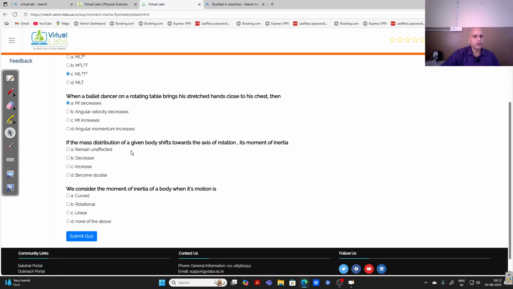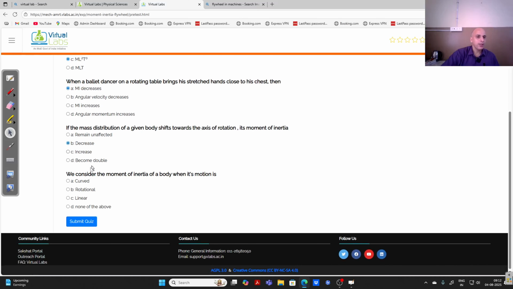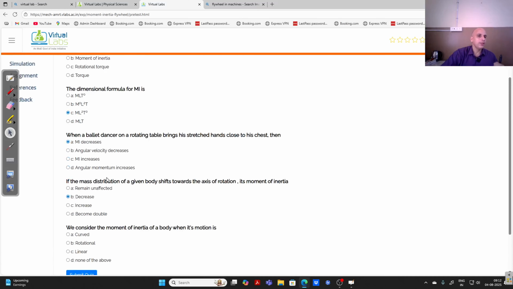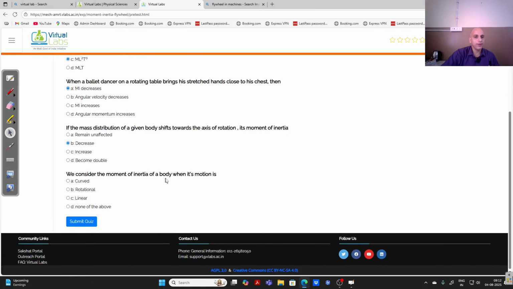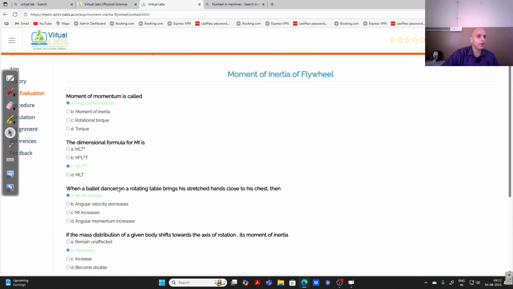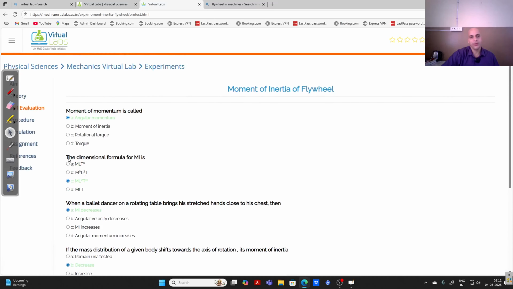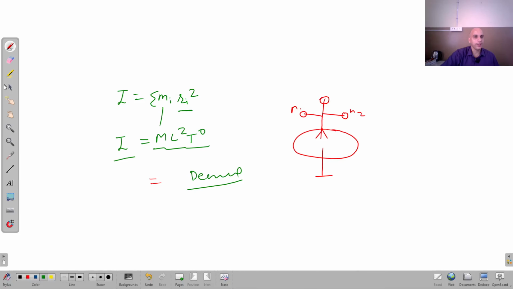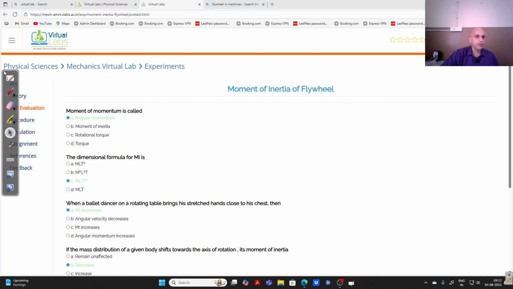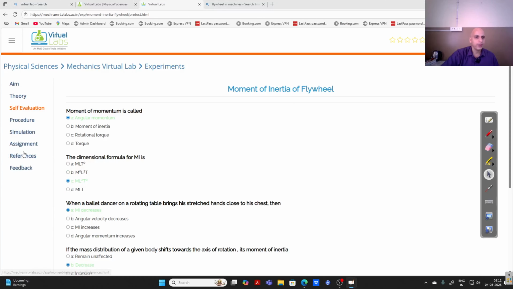Then, if the mass distribution of a given body shifts toward the axis of rotation, meaning r i decreases, the moment of inertia decreases. You have gone through all these things in your 11th class. Next, consider the moment of inertia of a body when its motion is rotational. So submit the quiz: 5 out of 5. All the questions are attempted correctly. Now I am going further, so proceed.